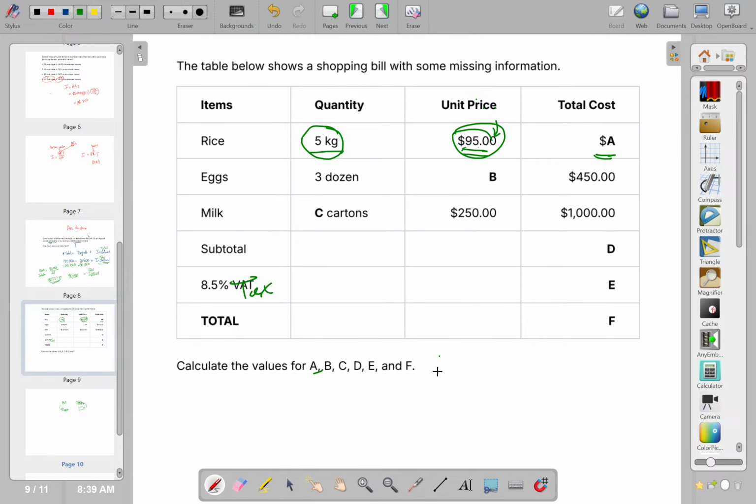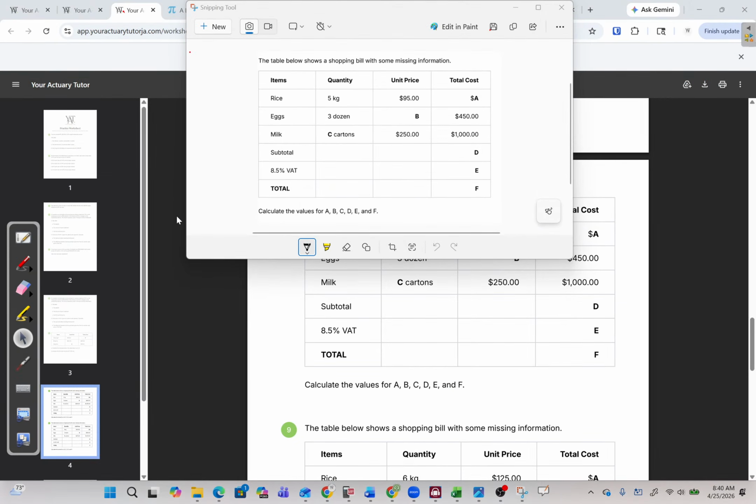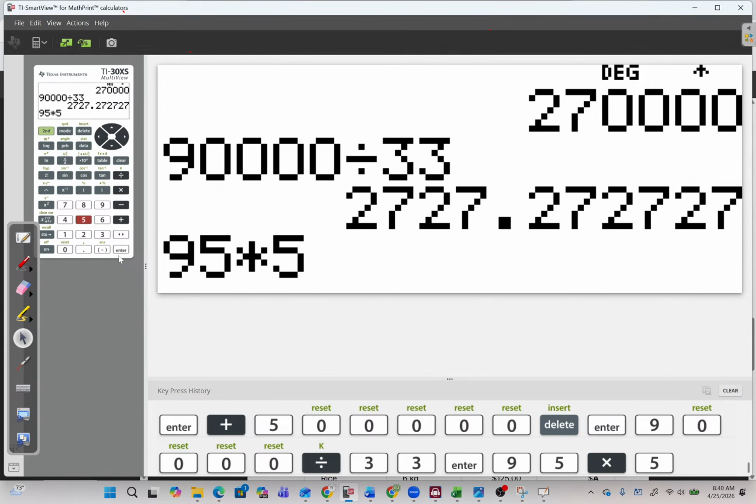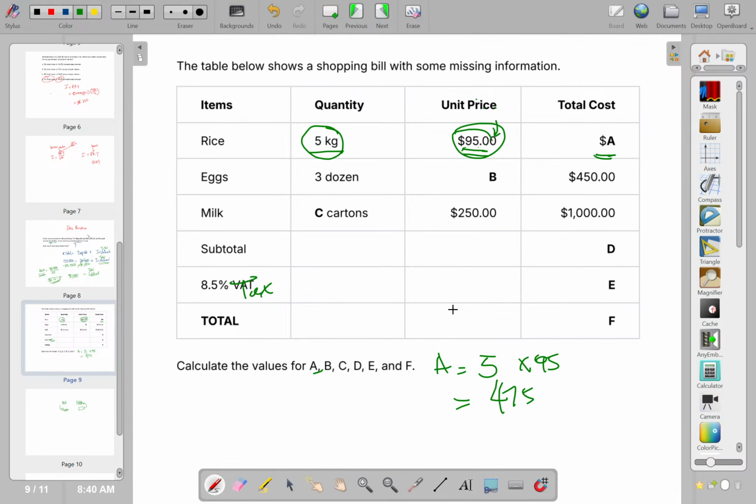So A would equal 5 kilograms times the unit price. What is that? That looks like 490. I don't know. 525, 475, I think. Is it? Let me do the maths. I'm going to trust my maths right now. 95 times 5. Yeah, 475. There you go. So A would equal 475. Yeah? Okay.